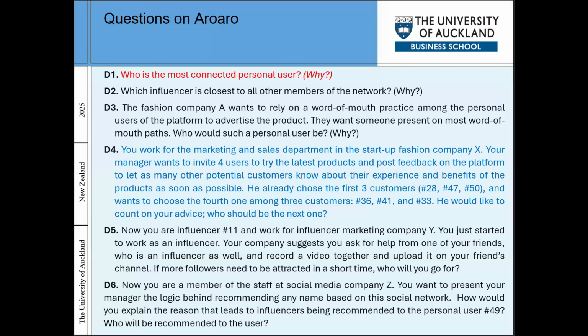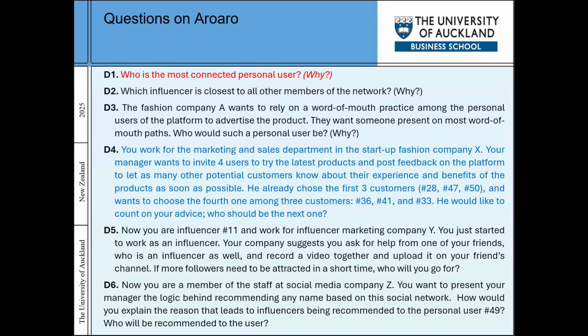On RORO, as you can see, this question is more about asking them to choose from amongst these 3 personal nodes. I'll just read this part of the question to give you some context. So you are working for the marketing and sales department in the startup fashion company X. Your manager wants to invite 4 users to try the latest product and post feedback on the platform to let as many other potential customers know about their experience and benefits of the product as soon as possible.